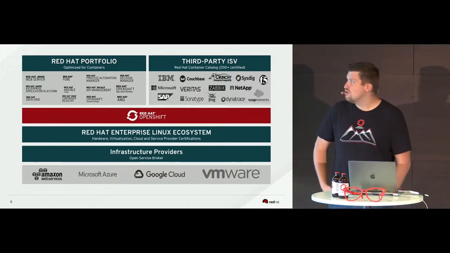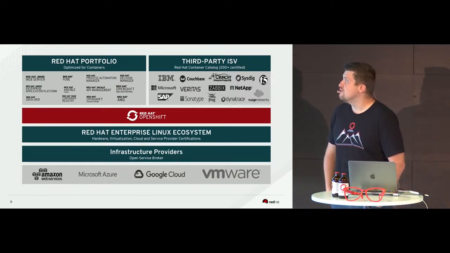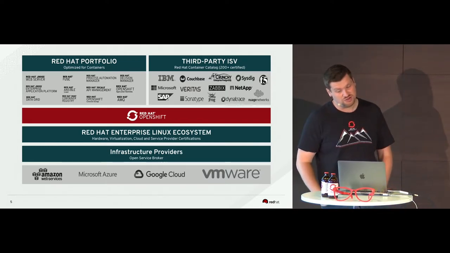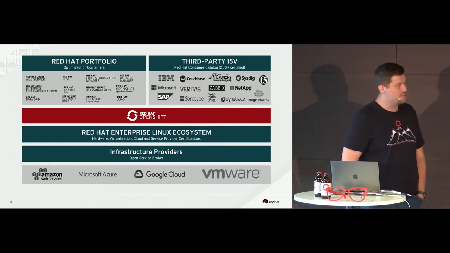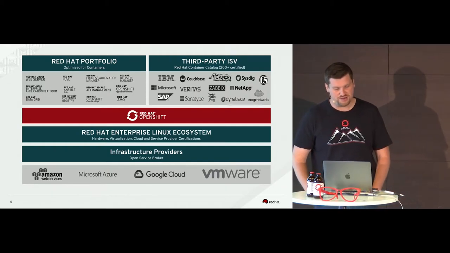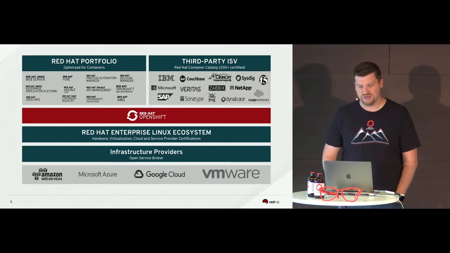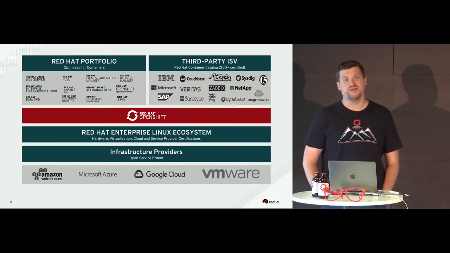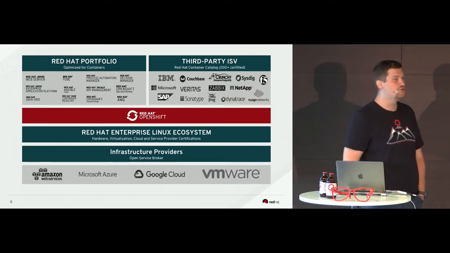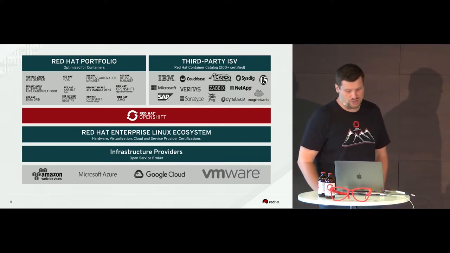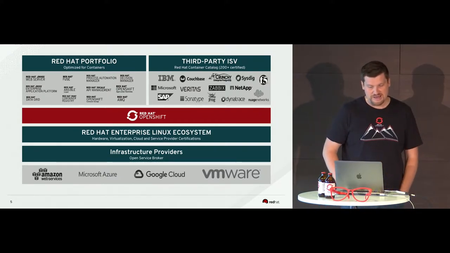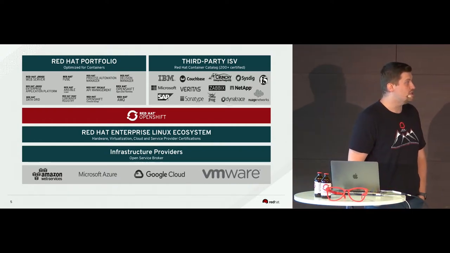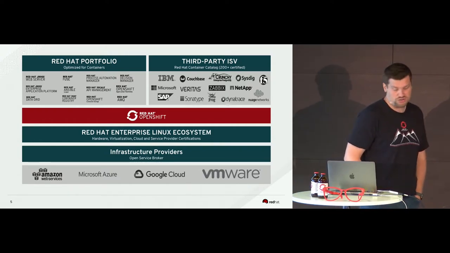And a big overview for you, like what the OpenShift ecosystem actually consists of. So there are a lot of different Red Hat portfolio projects and products that run on OpenShift and integrate with it. There are a lot of third-party integrators that we always add to the ecosystem. So that's growing as well. And as before, there is Red Hat Enterprise Linux and the agnostic infrastructure that you can run on.